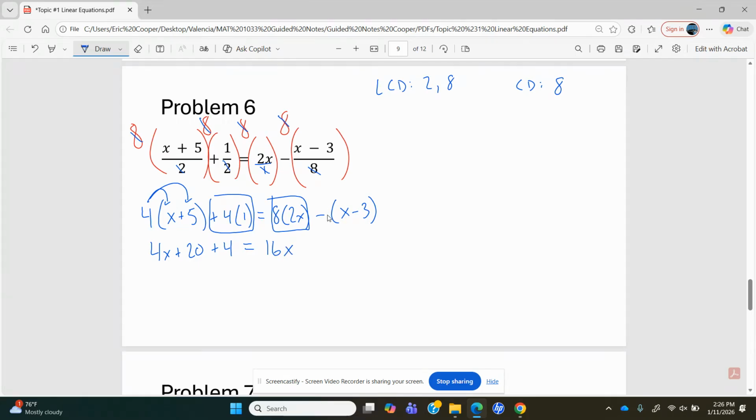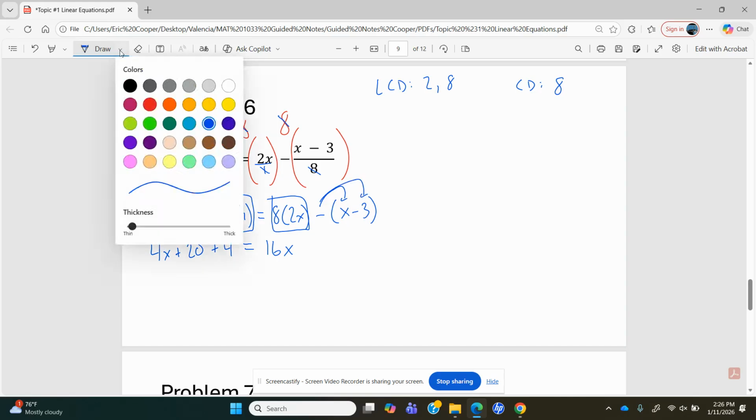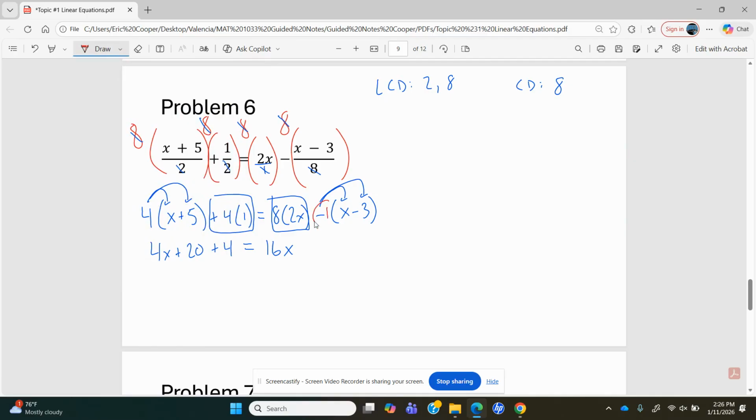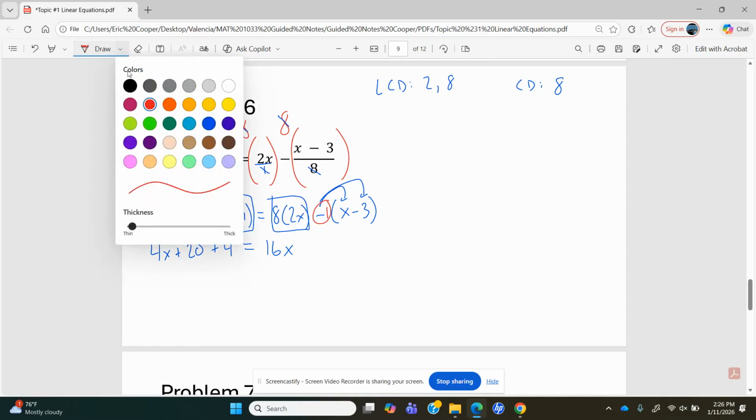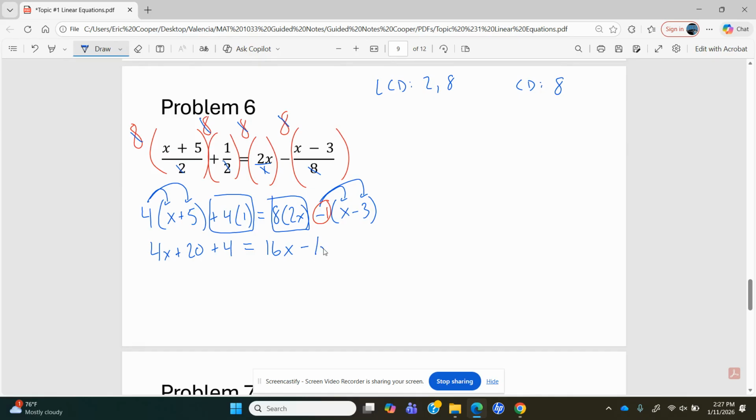And then here, we have a negative sign outside of a parenthesis. This is also distributive property. And since there's no number there, if we don't see a number, we're just going to assume that it's a negative 1. So we're really going to distribute a negative 1 into this parenthesis here. So when I do that, negative 1 times x gives me negative 1x. And then negative 1 times negative 3 gives me positive 3. Remember, negative times a negative turns back to be positive.